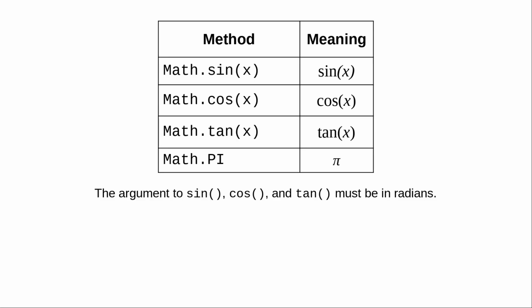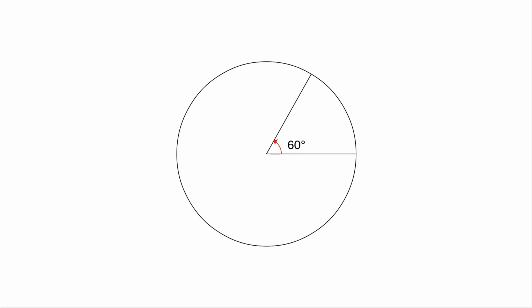Here are some of the trigonometric methods, plus the constant pi. These methods take their argument in radians, not in degrees. To refresh your memory, degrees go from 0 to 360 and tell you how far you've turned around. Radians tell how far you have walked along the circumference of the unit circle, a circle with radius 1, and radians go from 0 to 2 pi.